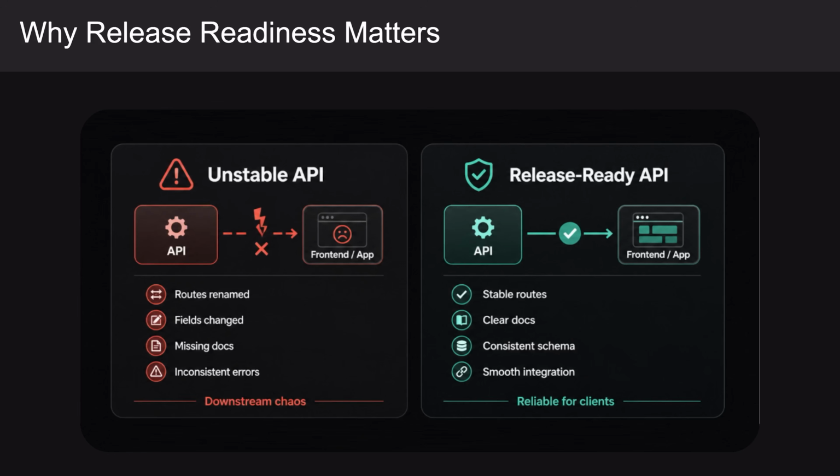Look at the 2 panels. Left panel, unstable API. The connection between the API and the front end is broken. 4 problems listed: routes renamed, fields changed, missing docs, inconsistent errors. The label at the bottom: downstream chaos.